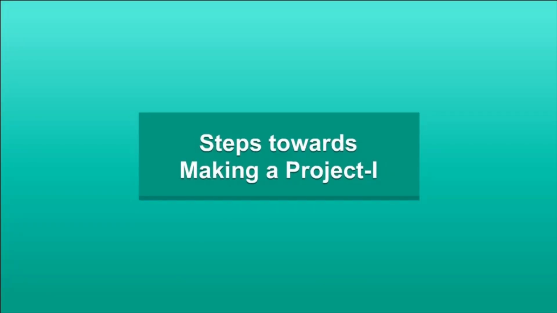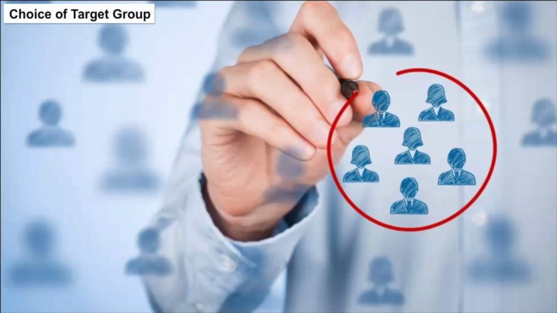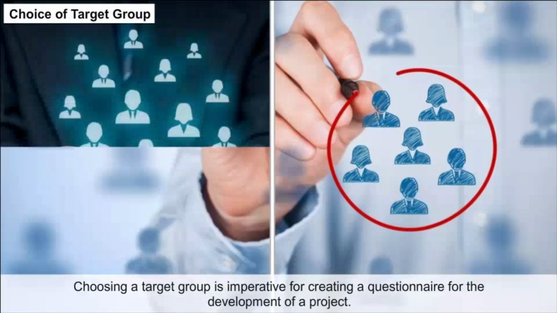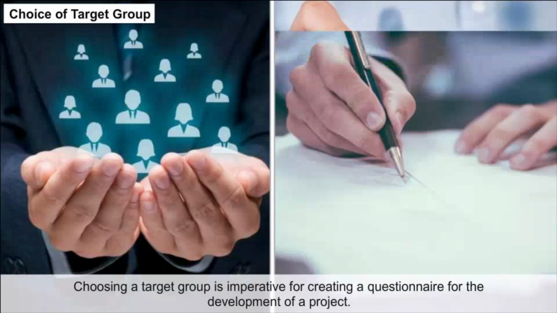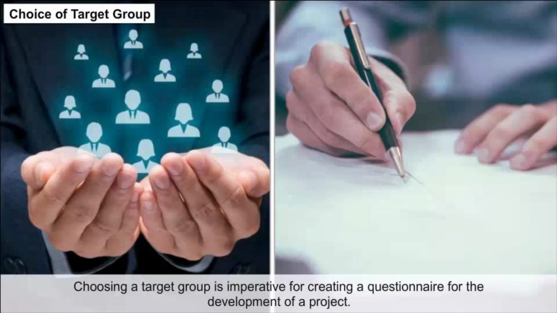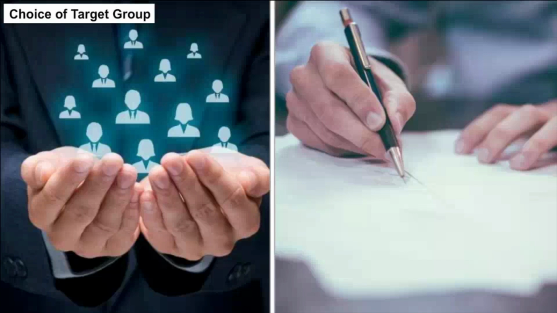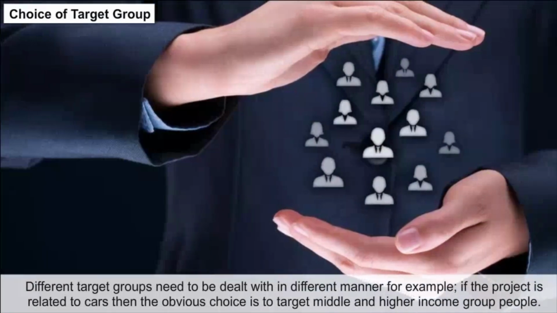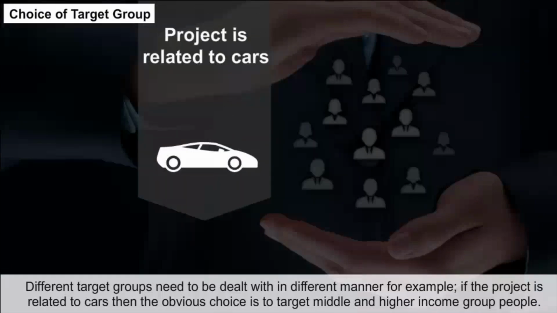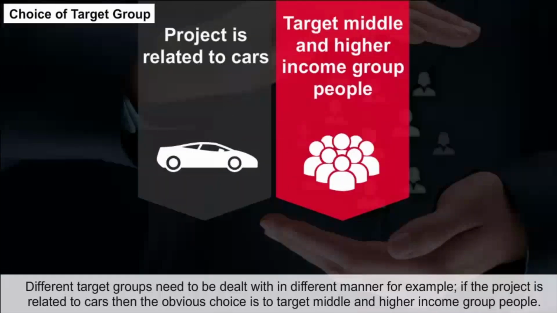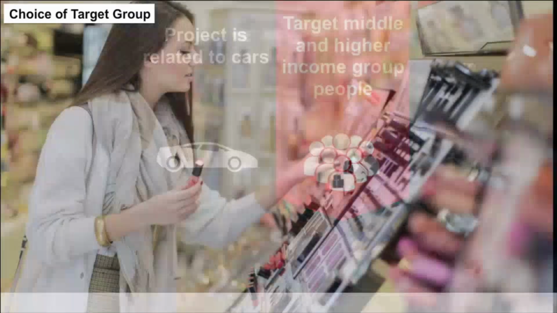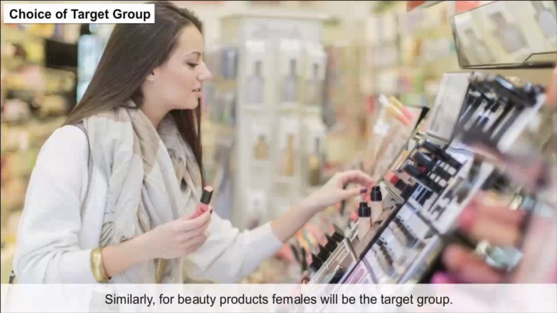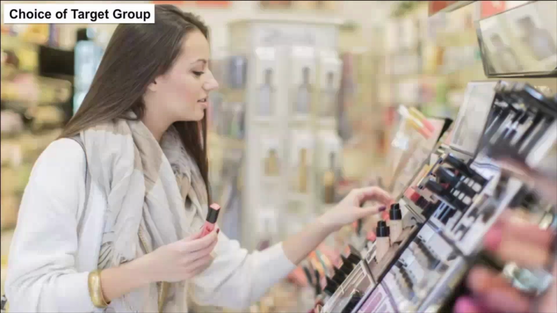Steps towards making a project. Choice of target group. Choosing a target group is imperative for creating a questionnaire for the development of a project. Different target groups need to be dealt with in different manner. For example, if the project is related to cars, then the obvious choice is to target middle and higher income group people. Similarly, for beauty products, females will be the target group.